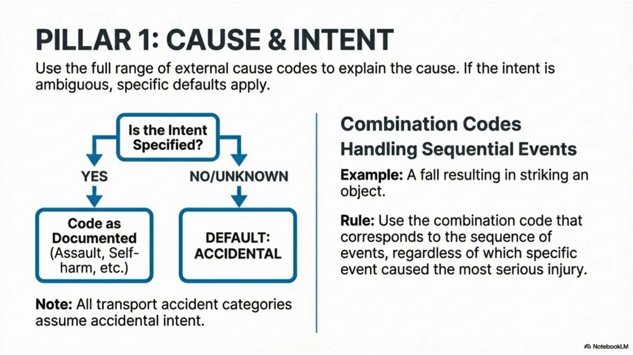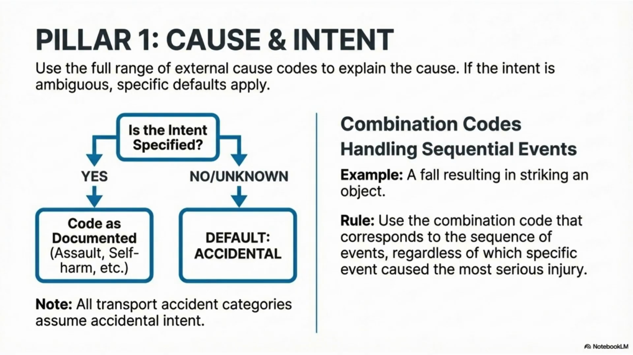Alright, now that we've covered the broader mechanics, let's go back to our 4 pillars and take a closer look at how to actually apply them in real coding scenarios. Starting with the first pillar, cause and intent. This is really the what happened and the why it happened. If the provider documents the intent clearly, whether it's accidental, assault, self-harm, or something else, we code exactly what's written. If the intent isn't documented at all, we default to accidental. And transport accidents are always considered accidental by definition.